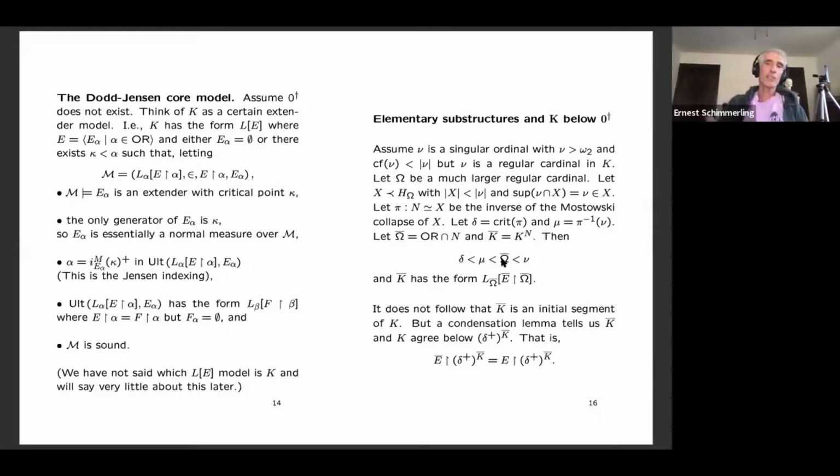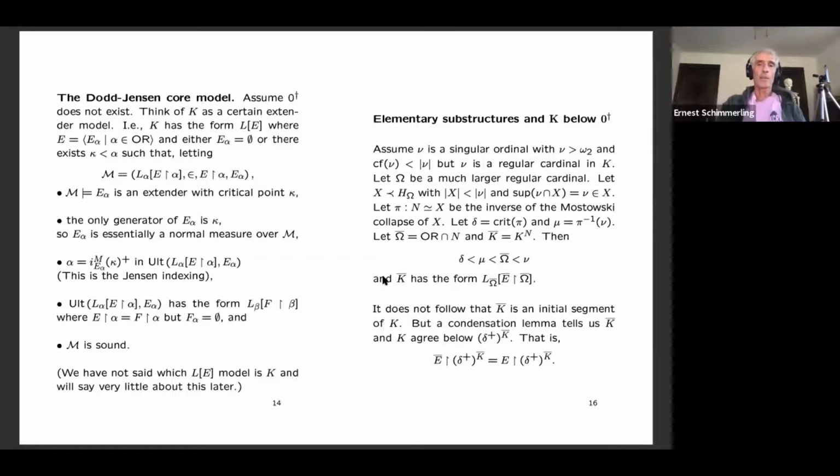Mostowski collapse, so everything is the same. Delta is the critical point. Mu is the preimage of nu under pi. Omega bar is the ordinals of the Mostowski collapse N. But now K bar is what N thinks is K. Okay. All right. Then in terms of the ordinals, the way they're lined up, it's like before. There's no beta yet, but just delta is less than mu. Mu is less than omega bar is less than nu.